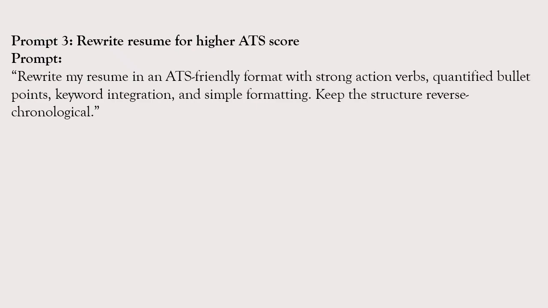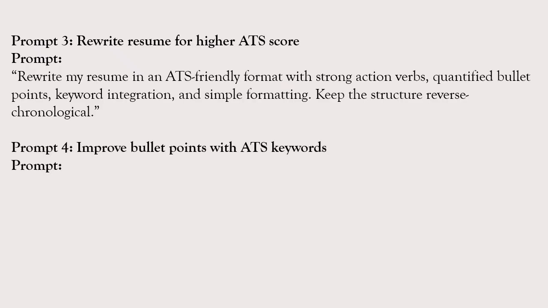I have also listed a few more here. Prompt number 3 is: rewrite resume for higher ATS score. Rewrite my resume in an ATS friendly format with strong action verbs, quantified bullet points, keyword integration, and simple formatting. Keep the structure reverse chronological. So you can add these kinds of prompts so that you will have better results.